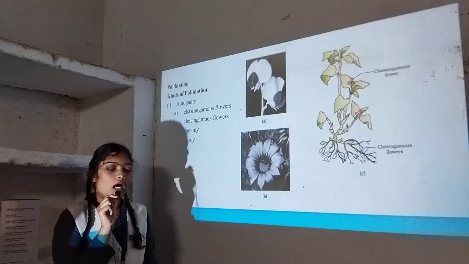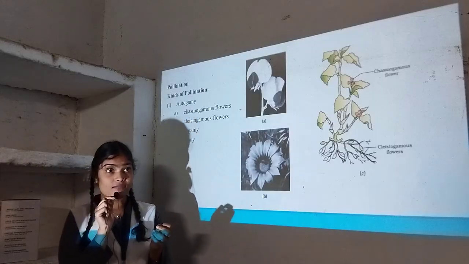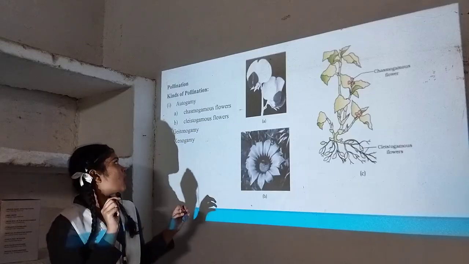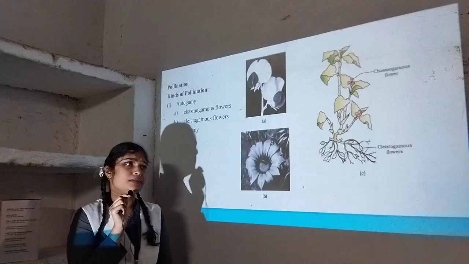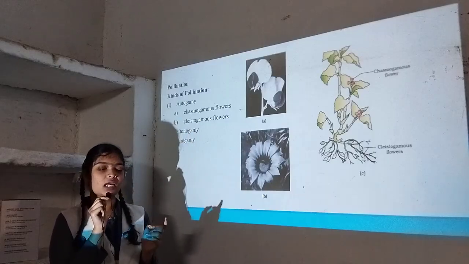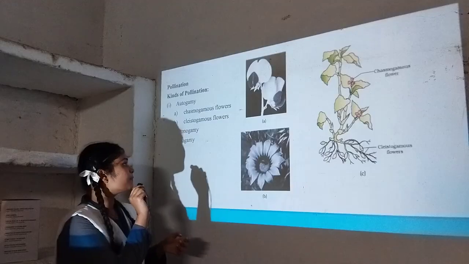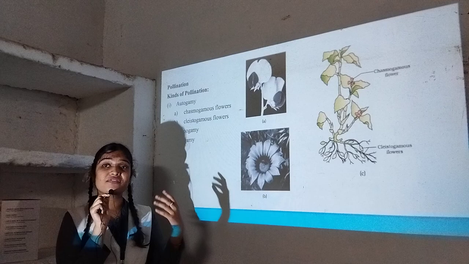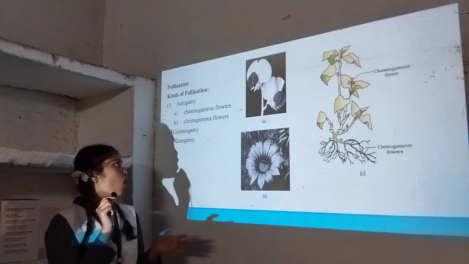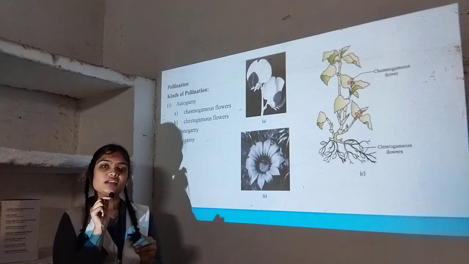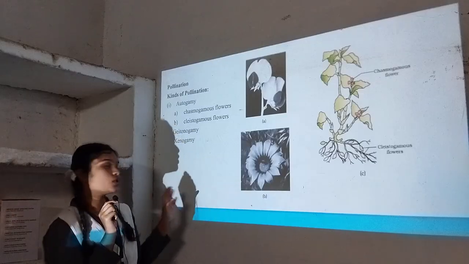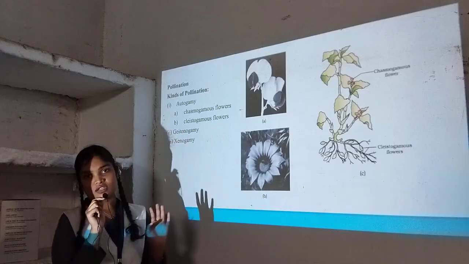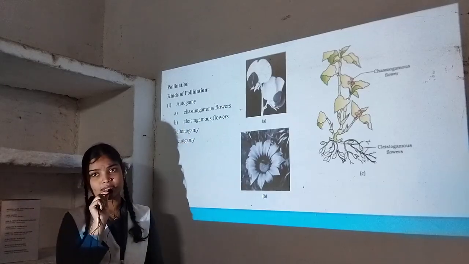In geitonogamy, the pollen grain of the same flower will land on the stigma of a different flower but of the same plant. So this is basically like cross pollination, but genetically it is also self pollination. And xenogamy is where the pollen of a flower of one plant will land on the stigma of a flower of a different plant, in which cross pollination occurs and the plant exhibits genetic variation, and this is the example of xenogamy.